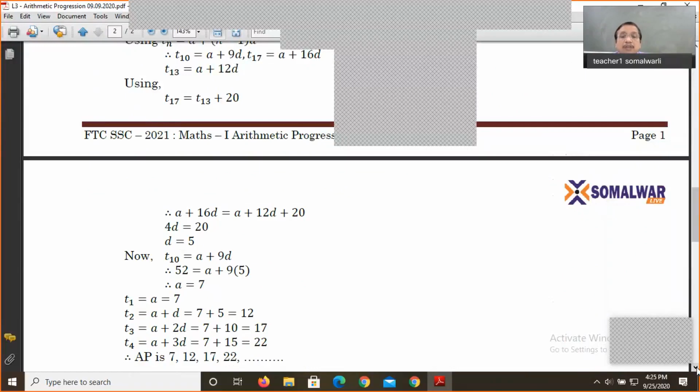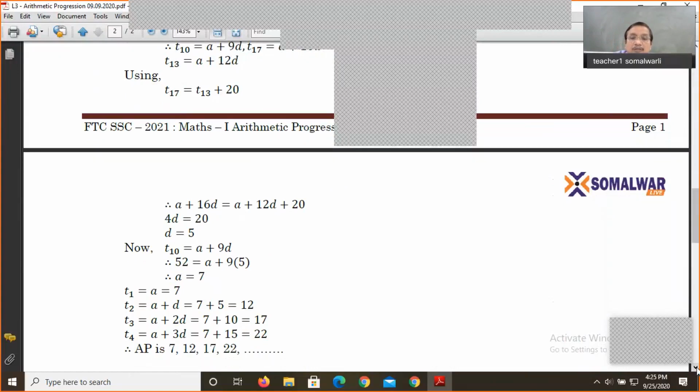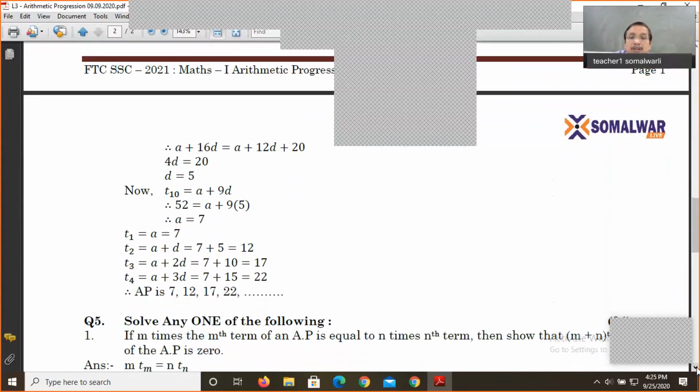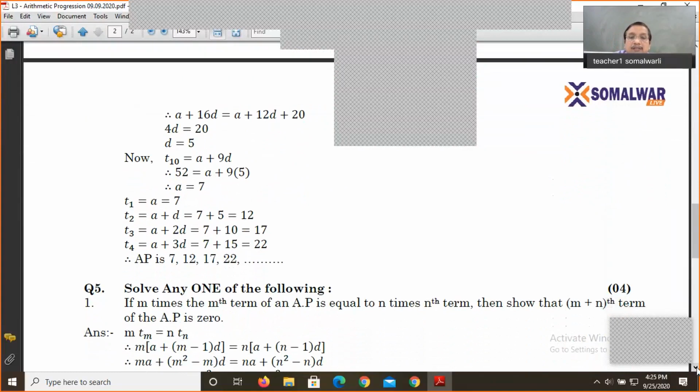You have to find the AP. First term 7, as we know, common difference 5. So just go on adding 5. Second term 12, third term 17, fourth term 22, and so on. So the given AP is 7, 12, 17, 22, like that.